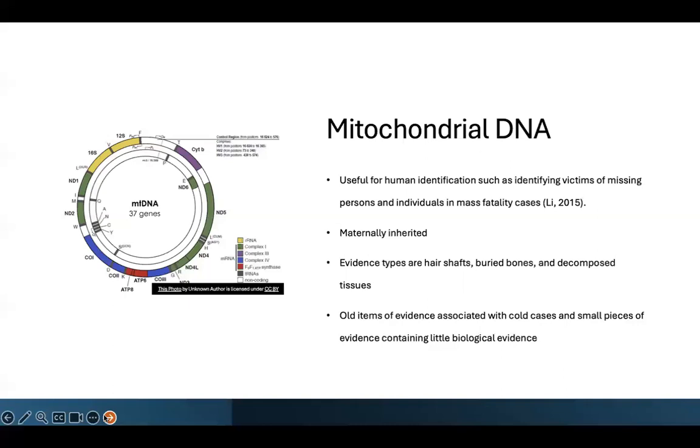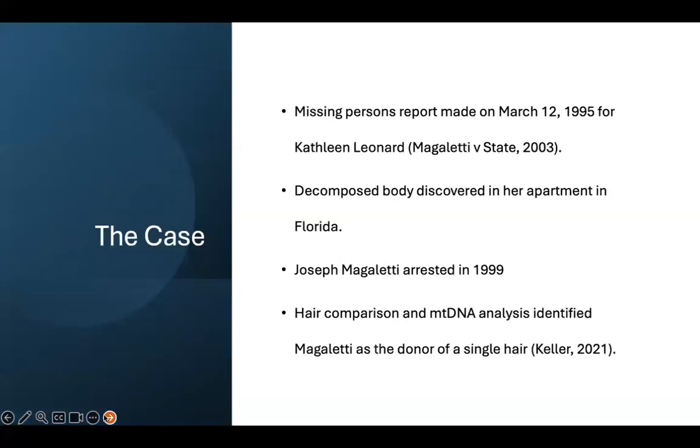All in all, mitochondrial DNA analysis is useful for human identification, such as identifying victims of missing persons and individuals in mass fatality cases, as mentioned in Lie's Forensic Biology textbook. So let's talk about a specific case that involves this.